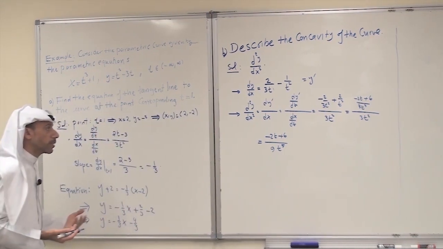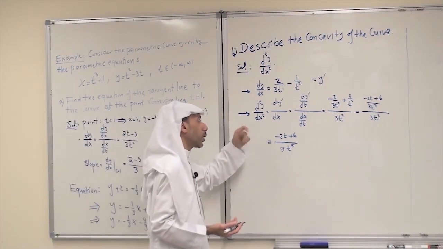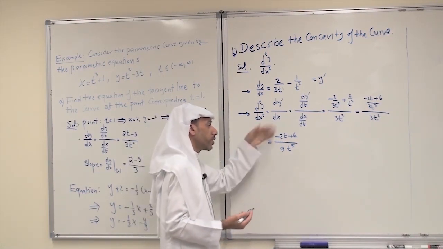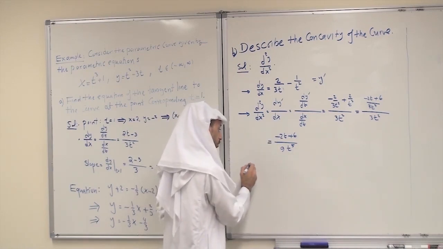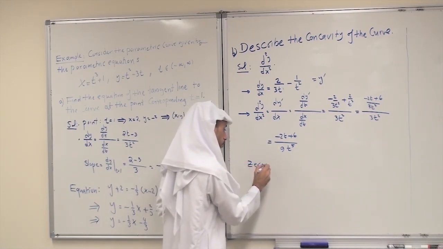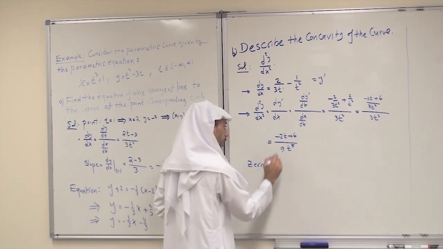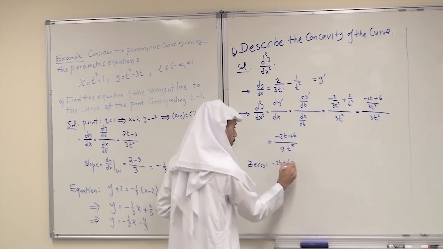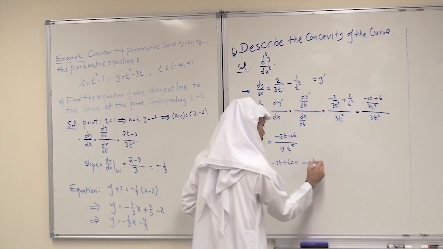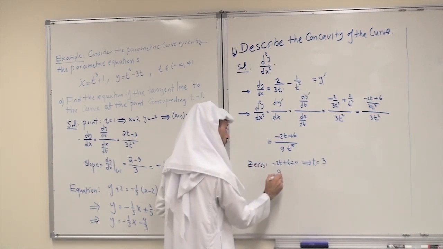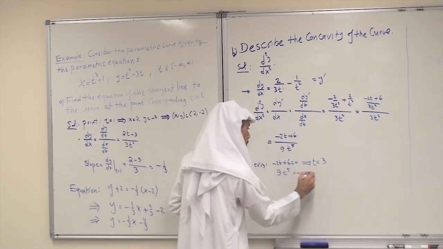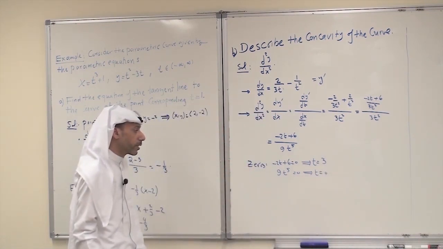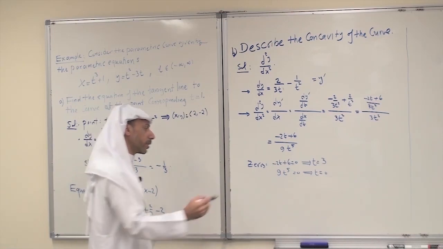As in Math 101, we have to check the sign of the second derivative. To find the sign of this, I have to find the zeros of the numerator and denominator. From the numerator, minus 2t plus 6 equals 0 gives me t equals 3. The denominator, 9t to the power 5 equals 0, gives us t equals 0. So these are the zeros of the numerator and denominator.